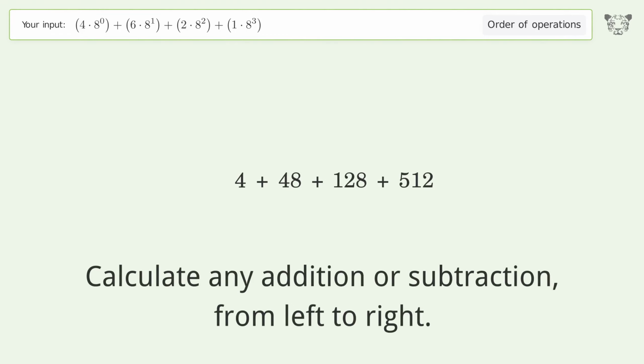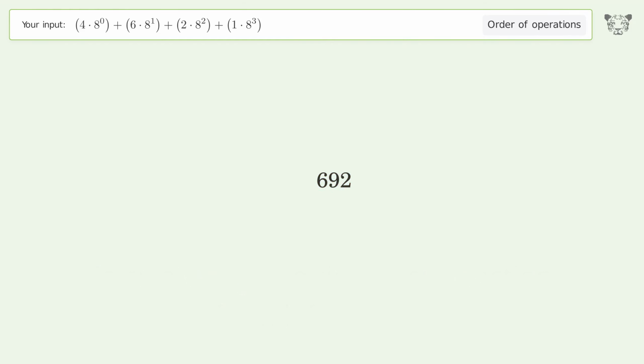Calculate any addition or subtraction, from left to right. 4 plus 48 equals 52. 52 plus 128 equals 180. 180 plus 512 equals 692. And so the final result is 692.